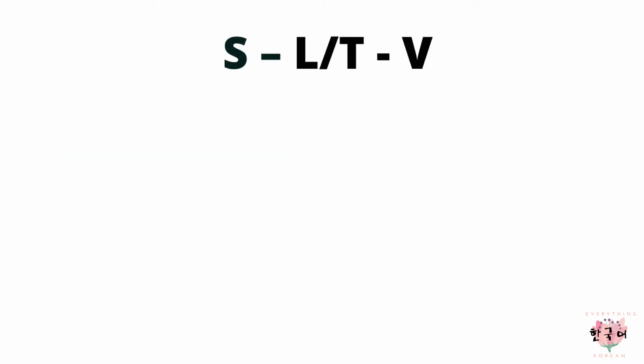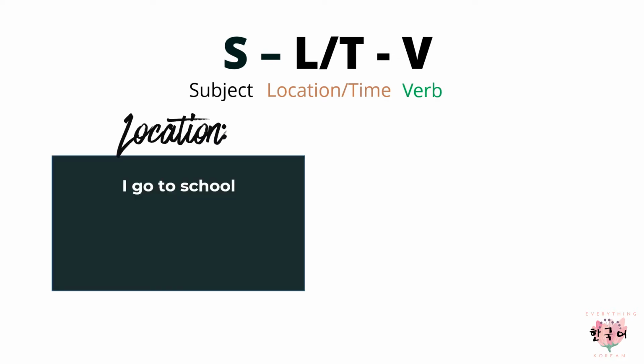So again, our structure is subject, location or time, followed by the verb. So, let's have the very first one. I go to school. I already mentioned that school is 학교, right? So we say I는 school에 go. We say 저는 학교에 가다.